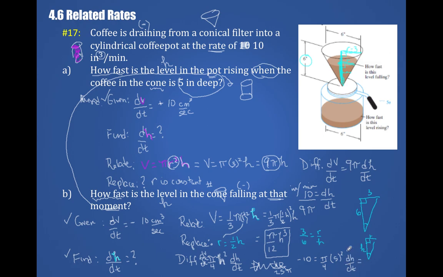when I try to get dH/dt by itself, this 4 I'm going to multiply times negative 10 and get negative 40. And then I'm going to divide by this 25 pi. And that's in inches per minute. Woohoo!